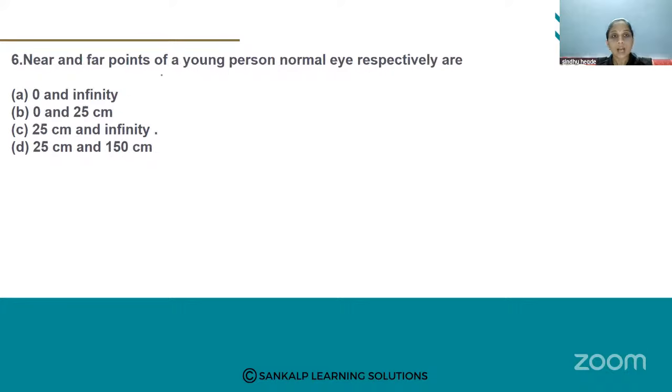Near and far points of a young person's normal eye respectively are. What is the range of the near point in a young person? We have already studied this, right? The range is from 25 centimeter to infinity. Between 25 centimeter to infinity is the near and far point of a young person.